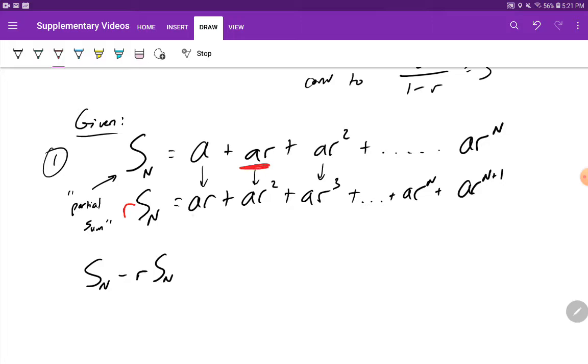This AR is going to kill that AR, right? Because like I said, I'm subtracting all of this. So the AR is going to cancel out. The AR squared is going to cancel out with this AR squared. The one after that is going to cancel out with this one. This one's going to cancel out with this one.